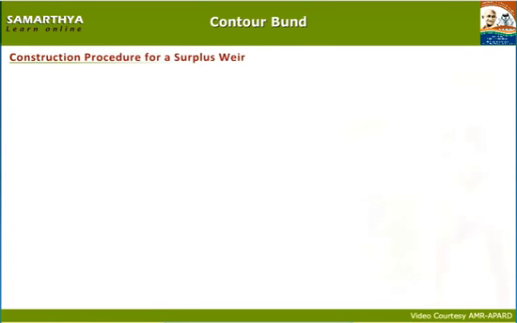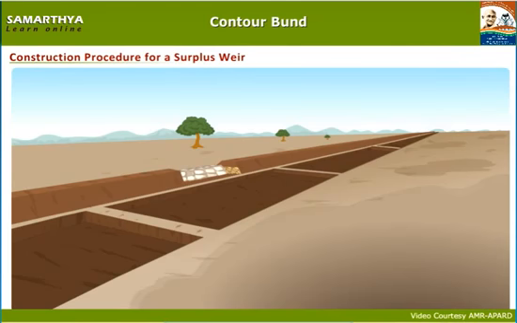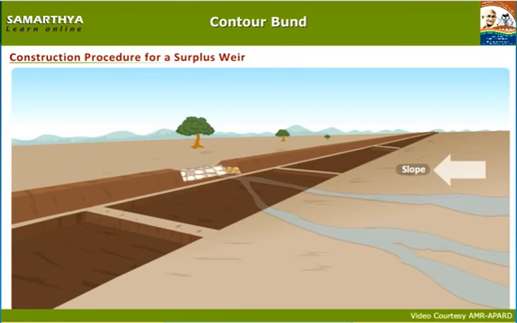We may encounter problems while constructing earthen bunds. The slope of the land will not be uniform, hence water accumulates wherever the slope is more and the risk of breaching is more likely to occur. In such places, a surplus weir is constructed to release the excess water.